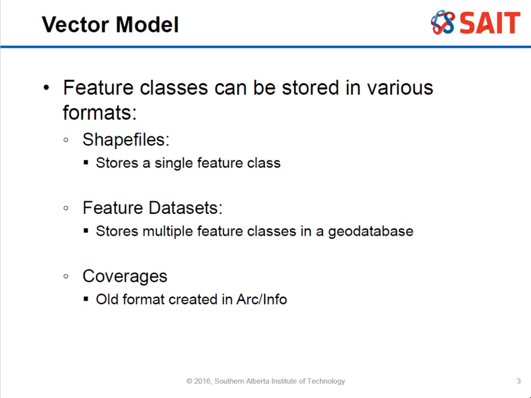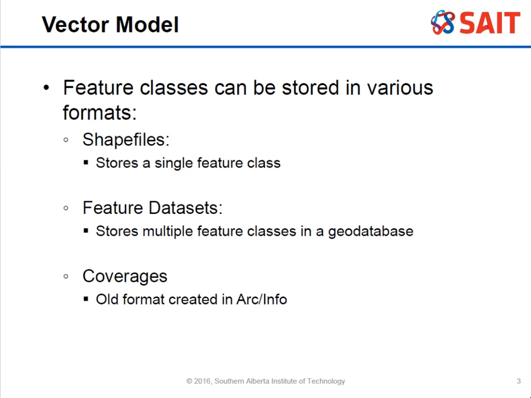There are three ways that we can store a feature class. The first one is called a shapefile. A shapefile takes a feature class and stores it as is. It's actually the easiest way to access the data and keep just that feature class, so I can move my shapefiles around to different projects and work with them in different ways.